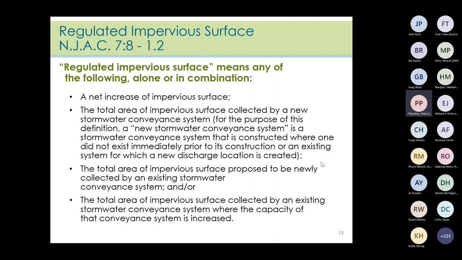Note that for the purpose of this definition, a new stormwater conveyance system is a stormwater conveyance system that is constructed where one did not exist immediately prior to its construction, or an existing system for which a new discharge location is created. This now all comes into play with the next slide, which is the definition of major development.